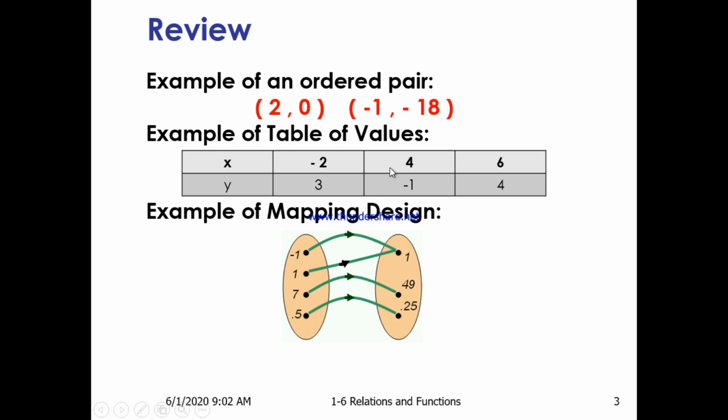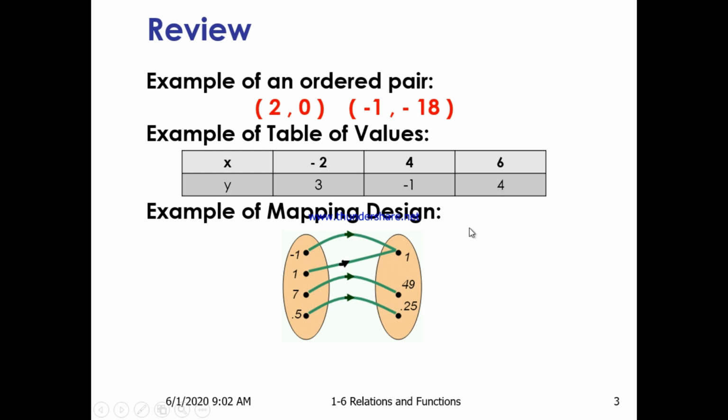Next is an example of a relation being represented in table of values. So we have here the x coordinates or the y coordinates. Okay, this can also be represented in vertical form, but in this case, this is in horizontal form. So we have here the x coordinates are -2, 4, and 6. So these are what we call the domain, and these are what we call the range. The second coordinate is what we call the range. So we have this ordered pair is -2 and 3, 4 and -1, 6 and 4.